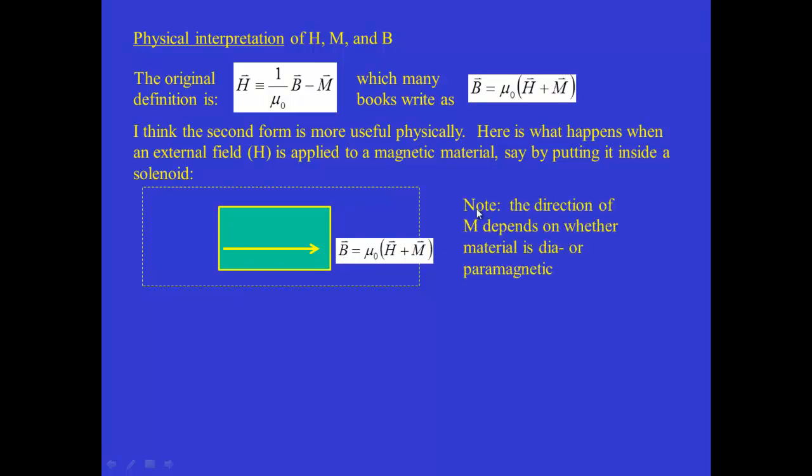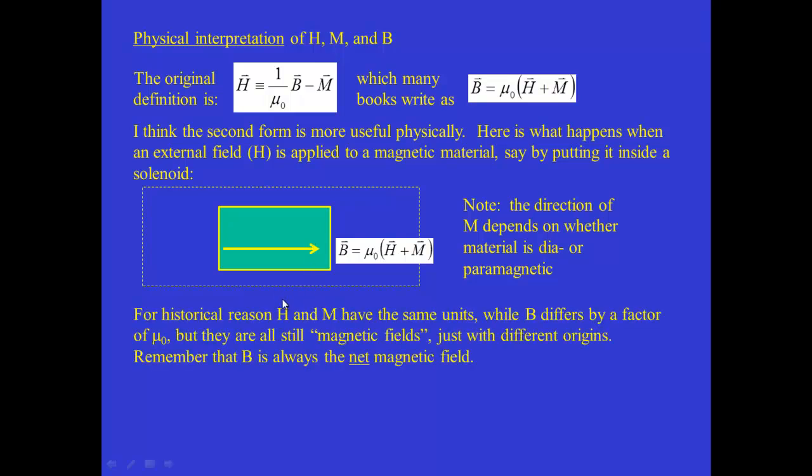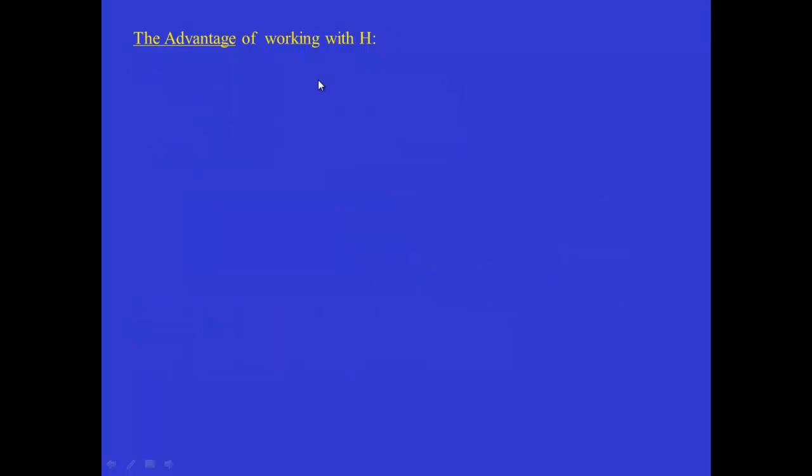Okay, so just as a note, I talked about paramagnetism and diamagnetism. Just be reminded that the direction of M inside the material depends on whether the material is dia or paramagnetic. For historical reasons, H and M have the same units, which you can see if you look at the equations at the top of the slide, while B differs by a factor of mu0. But all of them are still magnetic fields. They just have different origins. Remember that whenever we write down B, by convention, it's always the net magnetic field, due to whatever contributions there might be. So, what's the advantage of working with H?